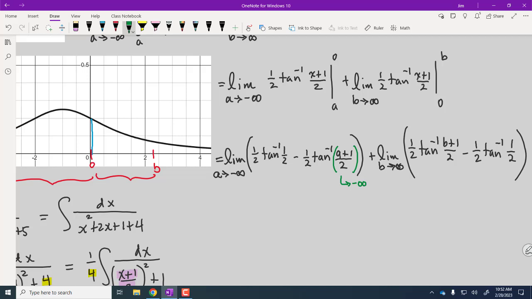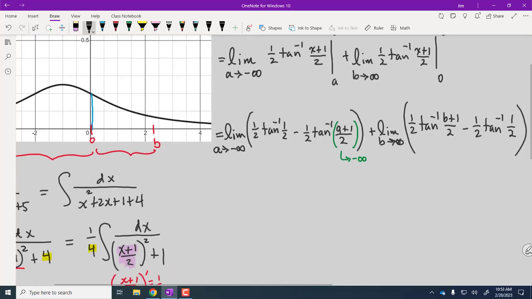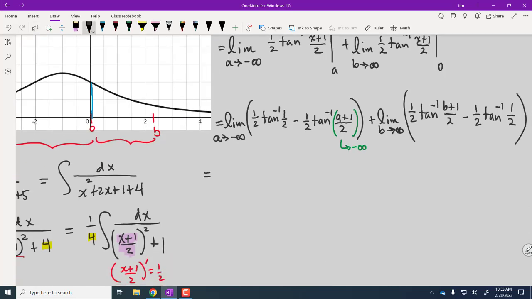So we have the picture right here. As the inside of arctangent goes towards negative infinity, what does the function approach? Negative pi over 2. So this is going to become 1/2 arctangent of 1/2. That's just a constant. The limit of a constant is itself. Minus 1/2. And we said that this whole piece here is all going to approach negative pi divided by 2.